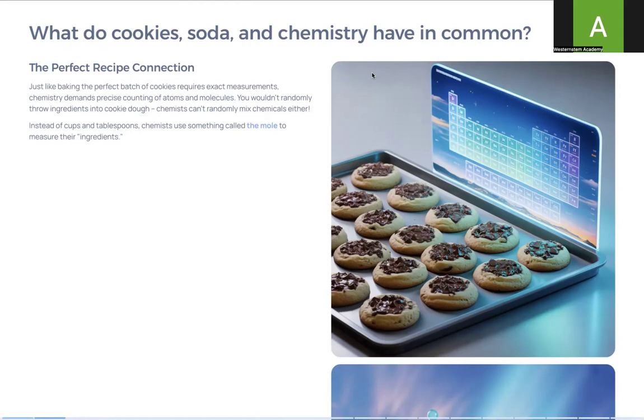Instead of cups and tablespoons that we use when we're baking, chemists use something called the mole to measure their ingredients. So already you know that when we talk about the mole, we're talking about the measurement that we use to measure our atoms and our elements when we are doing things in chemistry, right? So moles, this is the measurement that we use in chemistry.